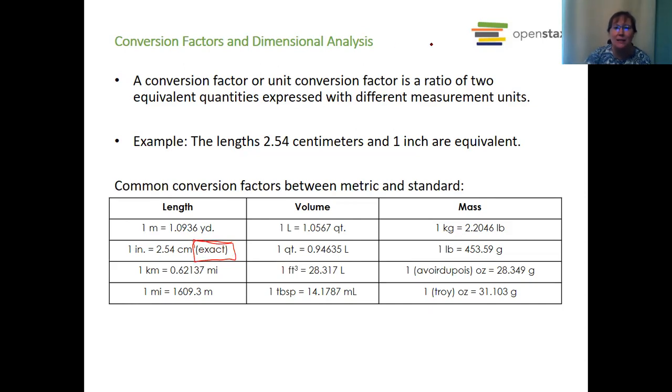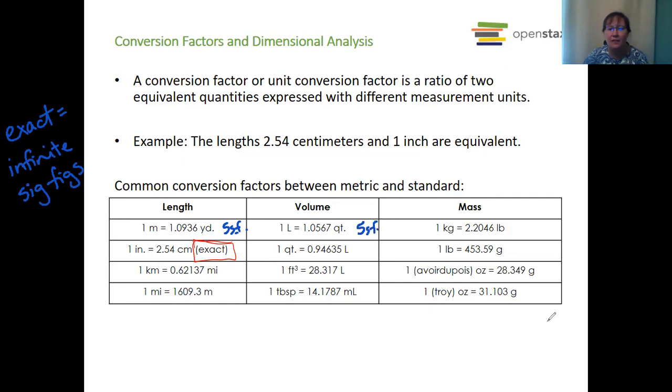And remember, exact numbers equal infinite significant figures, so you can ignore them. That's what that means. But all of these other ones, so 1.0936, there's 5 sig figs here, and there are 5 sig figs here. There are 5 sig figs on just about all of these. Each one of the ones I have listed here has 5 significant figures.